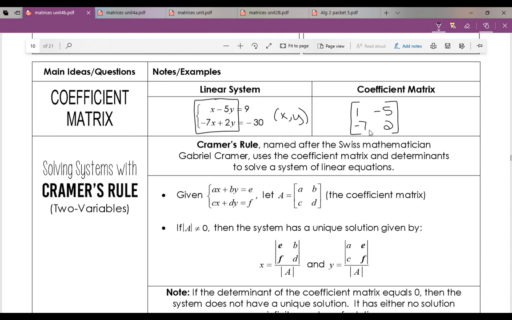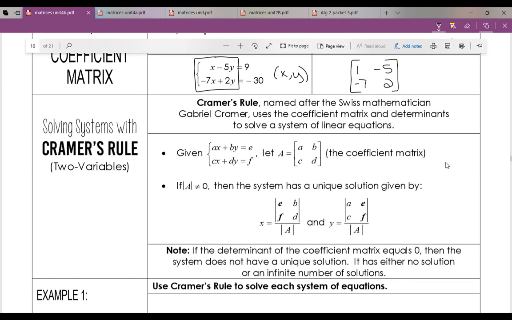Okay? Now, when we start doing Cramer's rule, we're going to have to take the coefficient matrix and find the determinant of that. Okay? So it's important that you do that part first. So, Cramer's rule, named after the Swiss mathematician, uses the coefficient matrix and determinants to solve systems of linear equations.